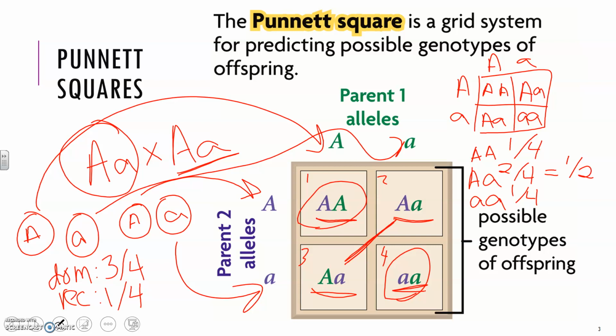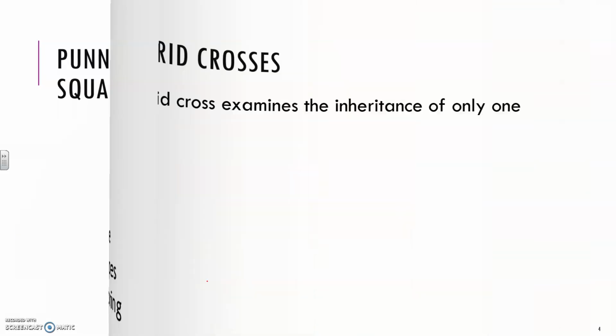You can turn them into percentage form as well, where this would be 25% of the offspring should have a homozygous dominant, 50% would be heterozygous, and then another 25% would be homozygous recessive. 75% would show the dominant phenotype, while only 25% would show the recessive phenotype. So there's your probabilities.